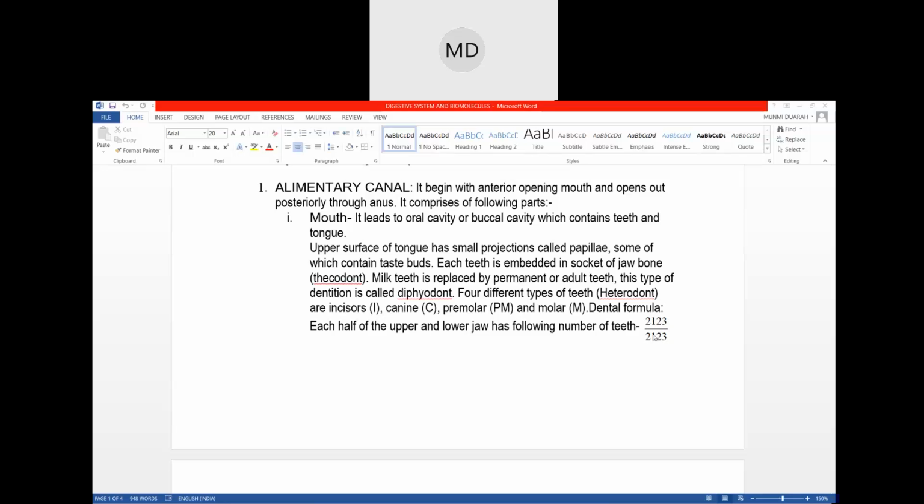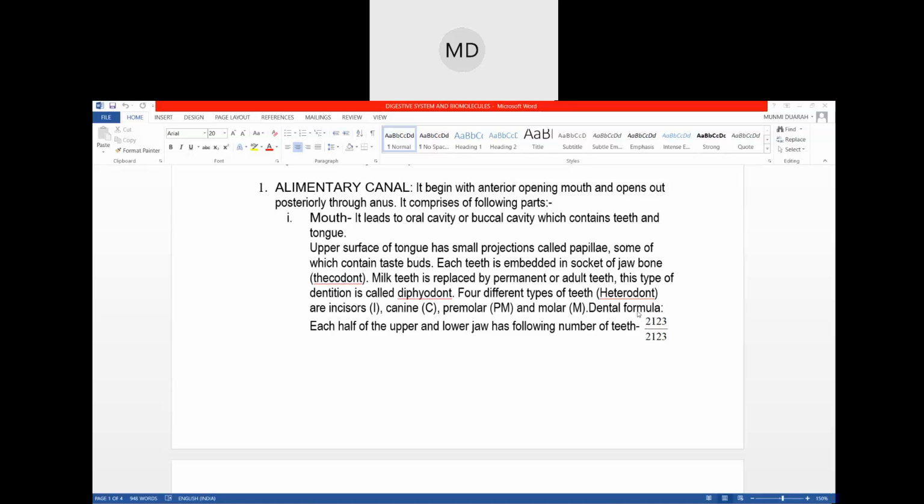Now this is the dental formula: 2123 divided by 2123. I think you have already covered this earlier, for science background people, in your HS and also in school.